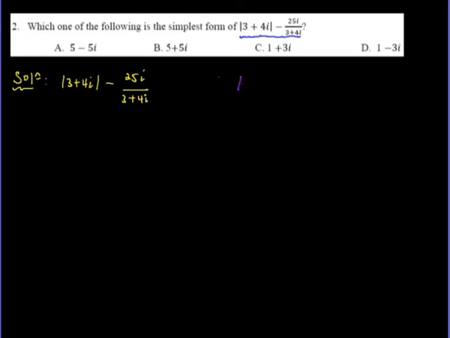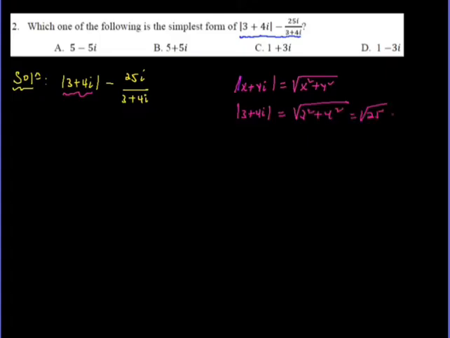The modulus of a complex number x plus yi is defined as the square root of x squared plus y squared. So here we have the modulus of 3 plus 4i, obtained by the square root of 3 squared plus 4 squared. The result is the square root of 25, which is 5. So in place of the modulus of 3 plus 4i, we can substitute 5. So we have 5 minus 25i over 3 plus 4i.